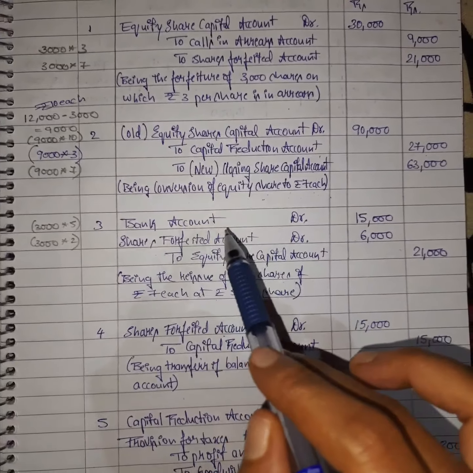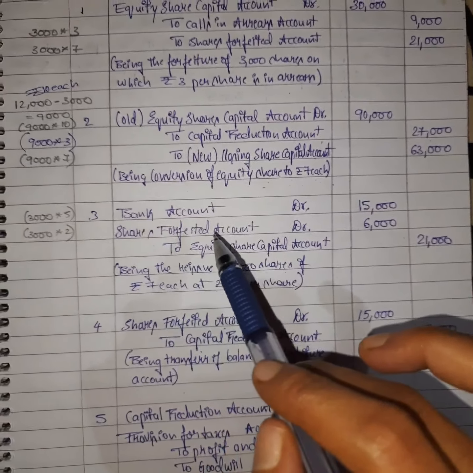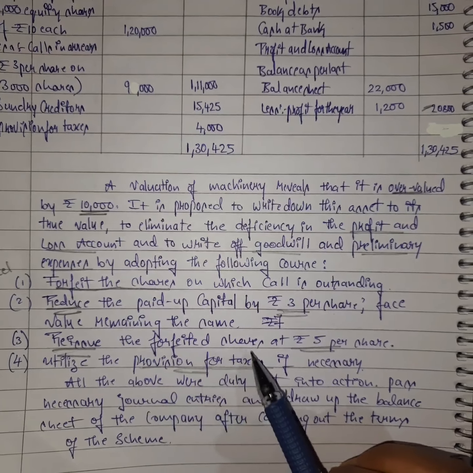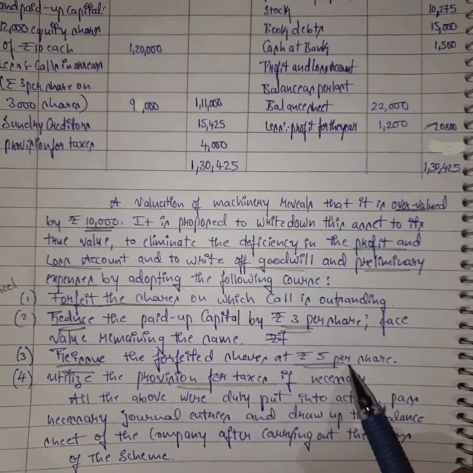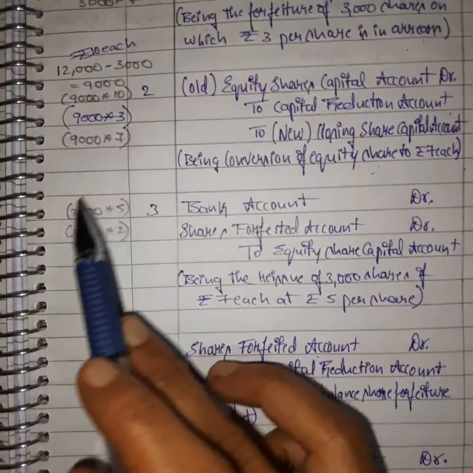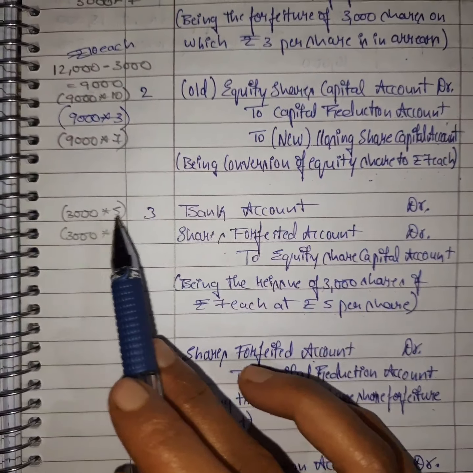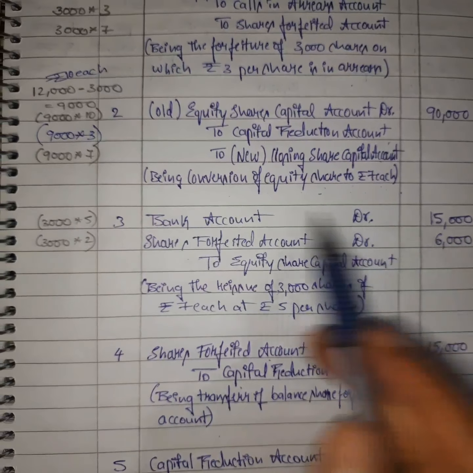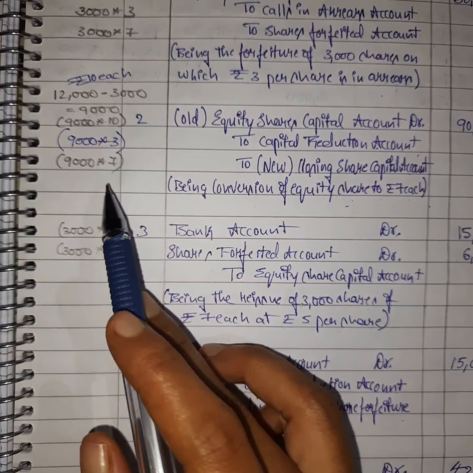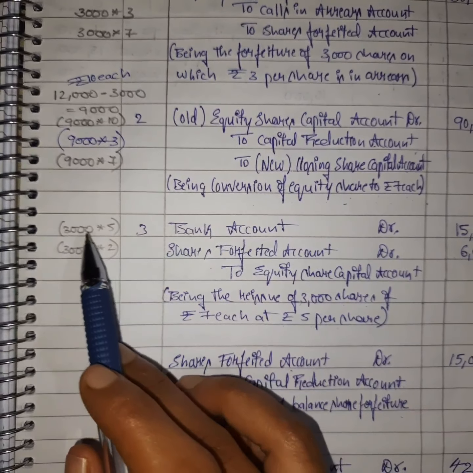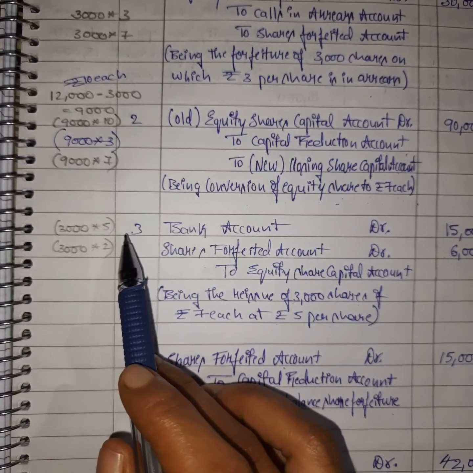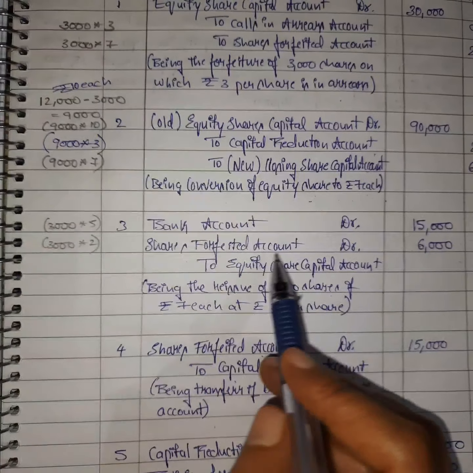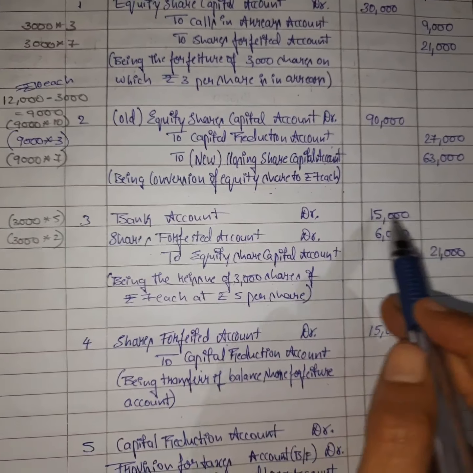Once again, you can check the journal entries. This bank account has been created for the 3,000 shares which are reissued, the forfeited shares at rupees 5 per share. So it has been reissued, 3,000 into 5. The bank account debit 15,000. So the per share value is 7. So here it has been issued for 5 per share. The balance is 2. 3,000 into 2, shares forfeited account debit side 6,000 you are mentioning.